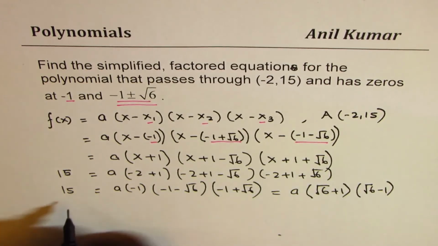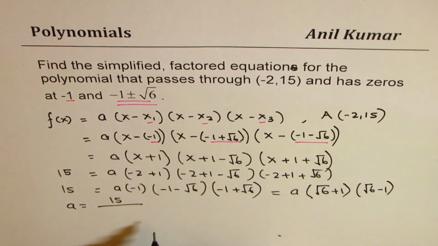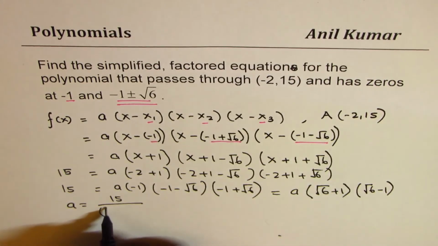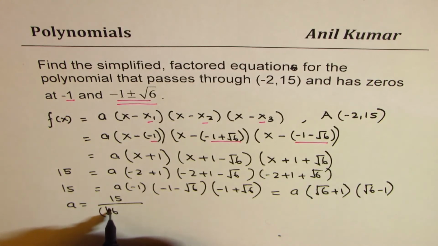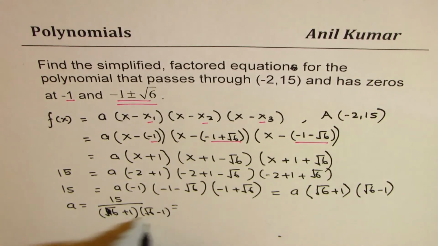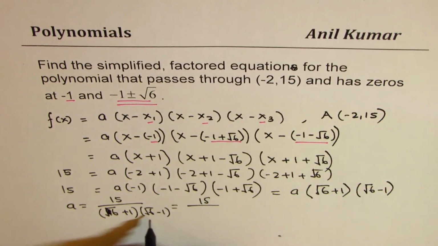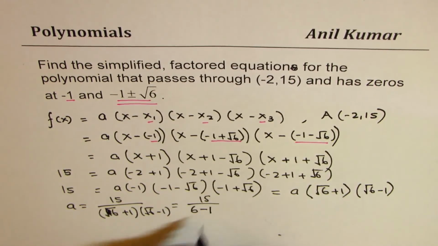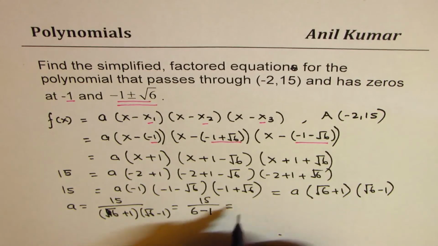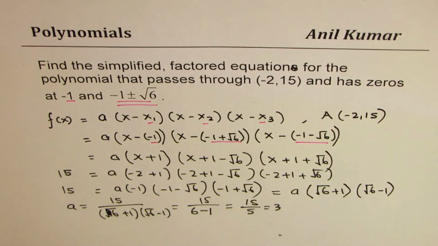Now, to find the value of a, I can say a is equal to 15 divided by all this. Square root 6, because I'm running out of space, so I'm cutting down on few steps. I mean, square root 6 plus 1 times square root 6 minus 1. Now this is like a plus b times a minus b. So it could be written as a square minus b square, which is 6 minus 1. Is it okay? 6 minus 1. And 6 minus 1 is 5. So we can write 15 over 5, which is 3. So the value of a is 3.